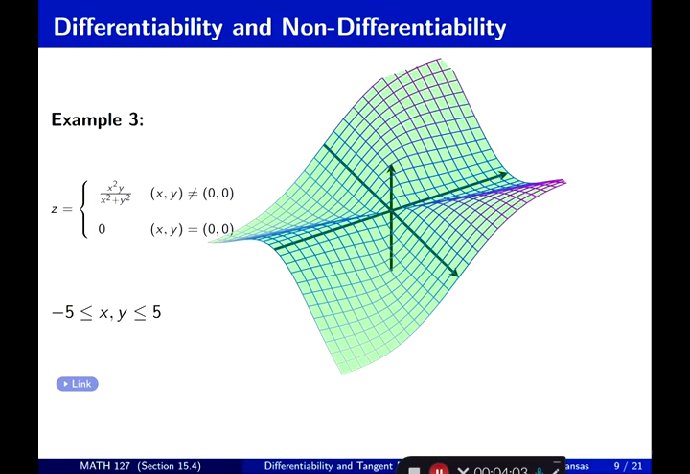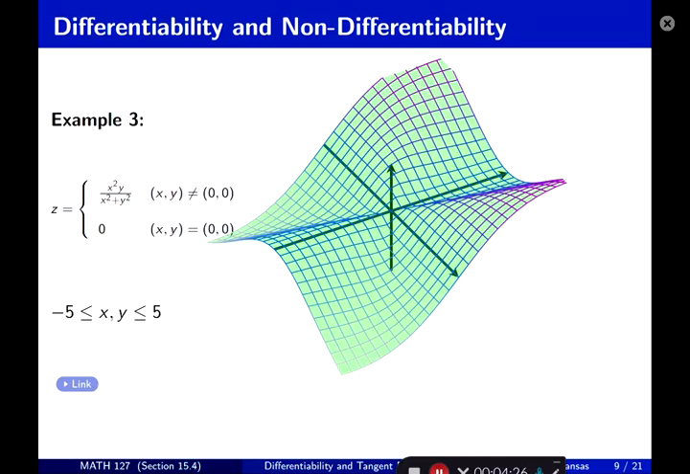Now let's give another non-elementary function at (0, 0). So again, differentiability and non-differentiability, example 3. This time, the function is equal to x squared times y divided by x squared plus y squared when (x, y) is not (0, 0), and it's equal to 0 when (x, y) is equal to (0, 0).